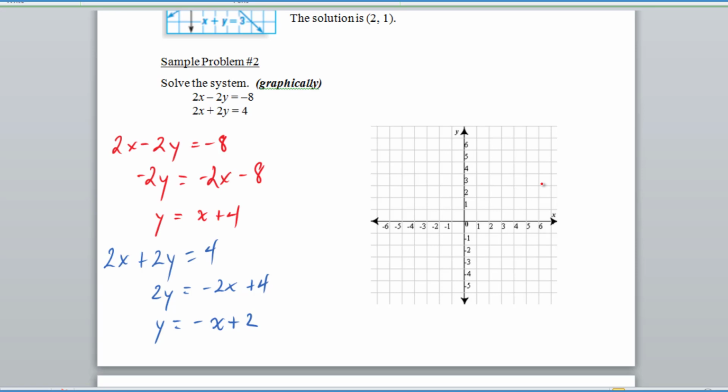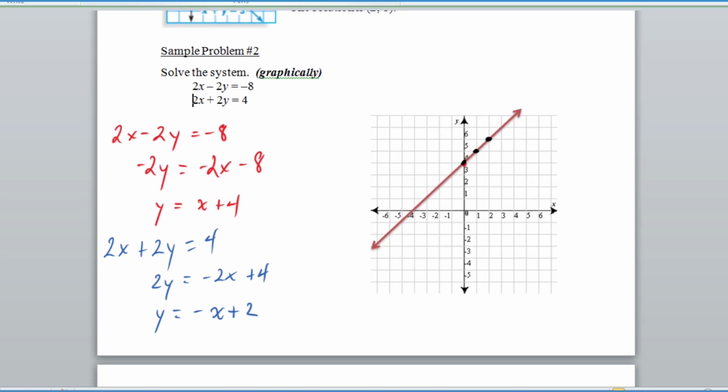So I'm going to go ahead and graph that right now. y equals x plus 4. Start at plus 4. Up 1 over 1. Up 1 over 1. Okay, and so you can see here I've graphed the equation y equals x plus 4. Okay, now I'm going to graph the second one, y equals negative x plus 2. Start at plus 2 from the y-intercept, and I'm going to go down 1, back 1, down 1, back 1, and now I'm going to graph this line. And now you can see that I've graphed the line y equals negative x plus 2.